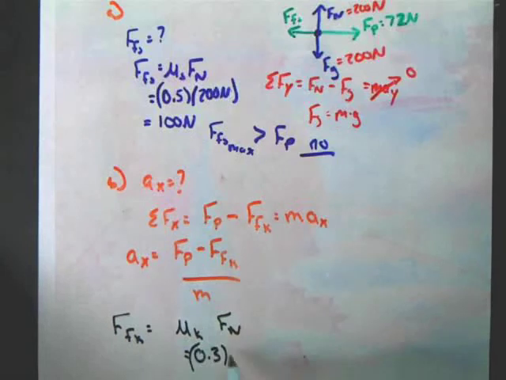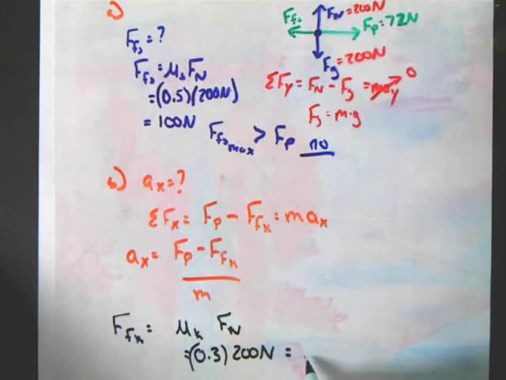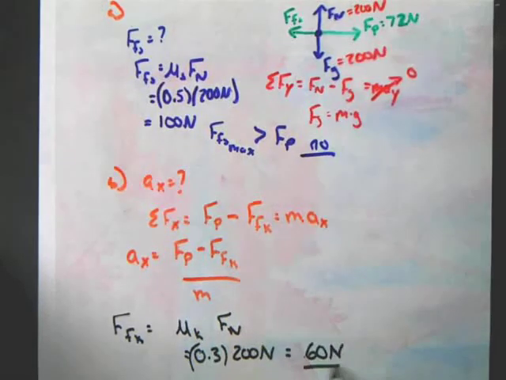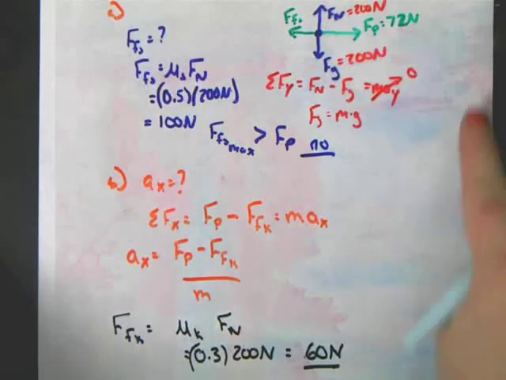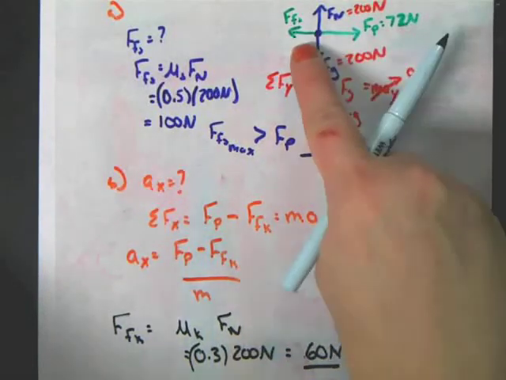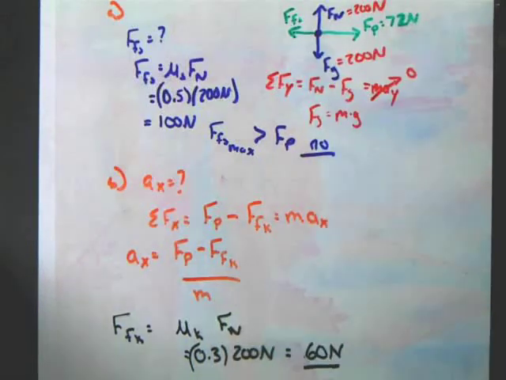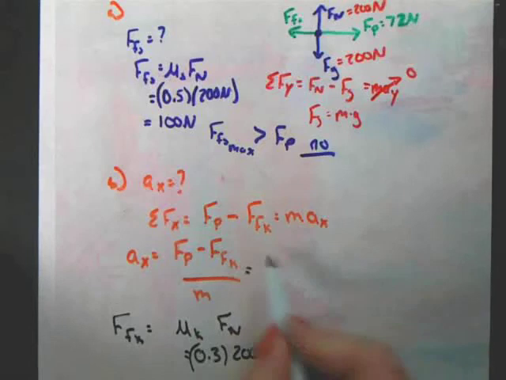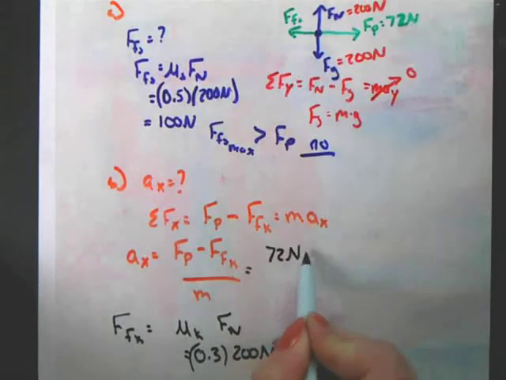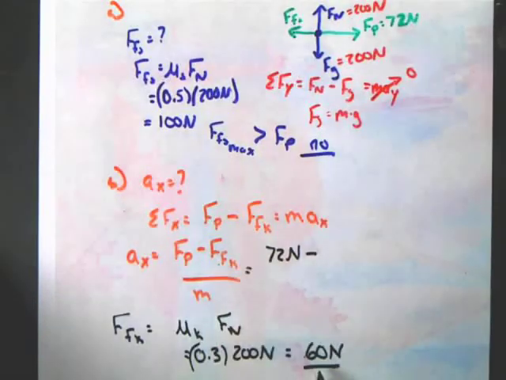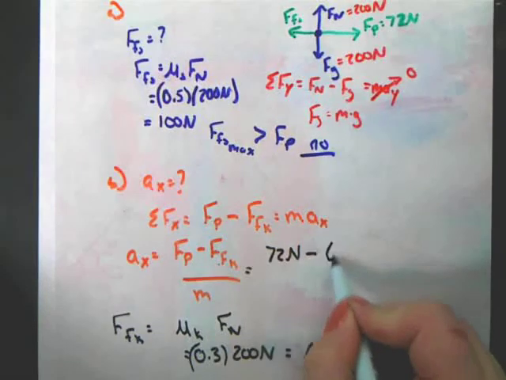The coefficient of kinetic friction was given to us, it's 0.3, unitless, times the normal force. That didn't change, it's still 200 newtons. What's 0.3 times 200? 60 newtons. Okay. So how much force is forward? 72 newtons. What's the backward force? 60. Okay. So can you see that the net force will be to the right?